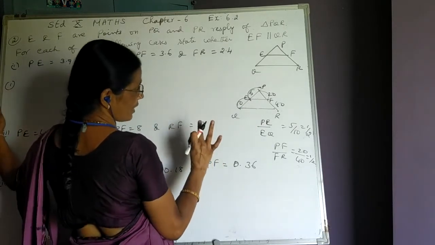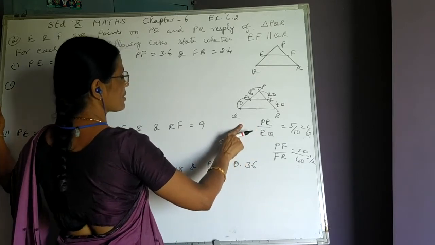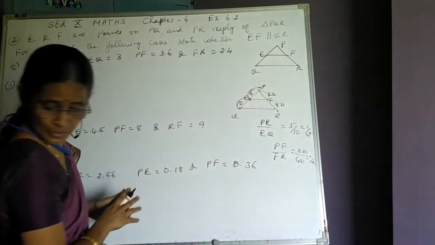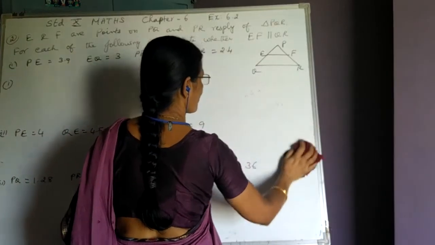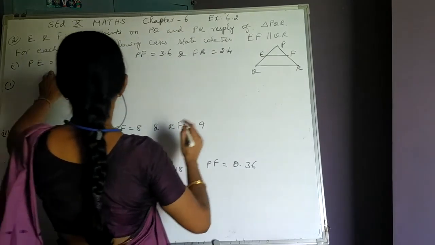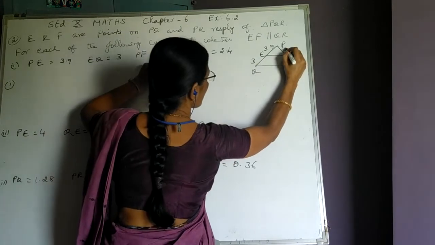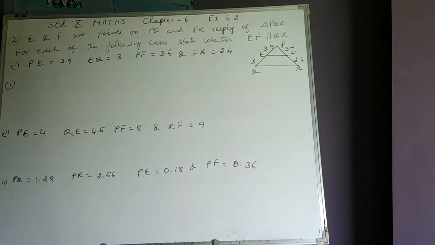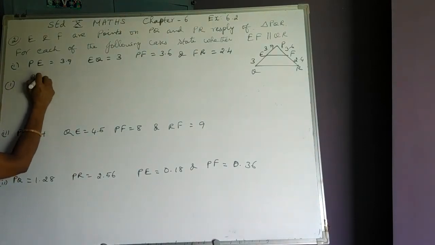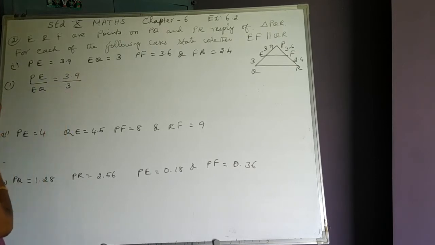So three results we have studied, and out of the three we can check any one result. If any one result is true, the lines are definitely parallel. So here we are going to use the converse of the BPT theorem. Here it is given PE is 3.9, EQ is 3, here it is 3.6 and here it is 2.4. We should not take them as equal; we should find each ratio separately and check the answer. PE is 3.9 and here it is 3.